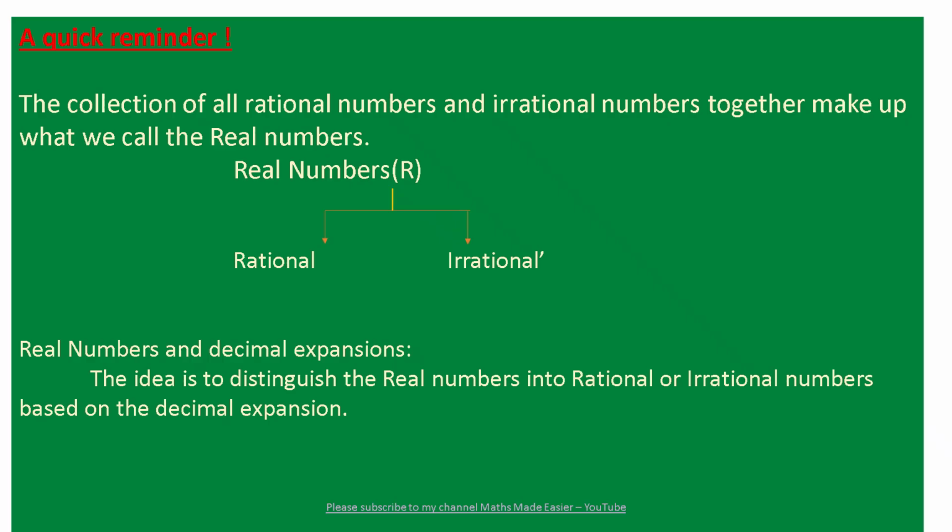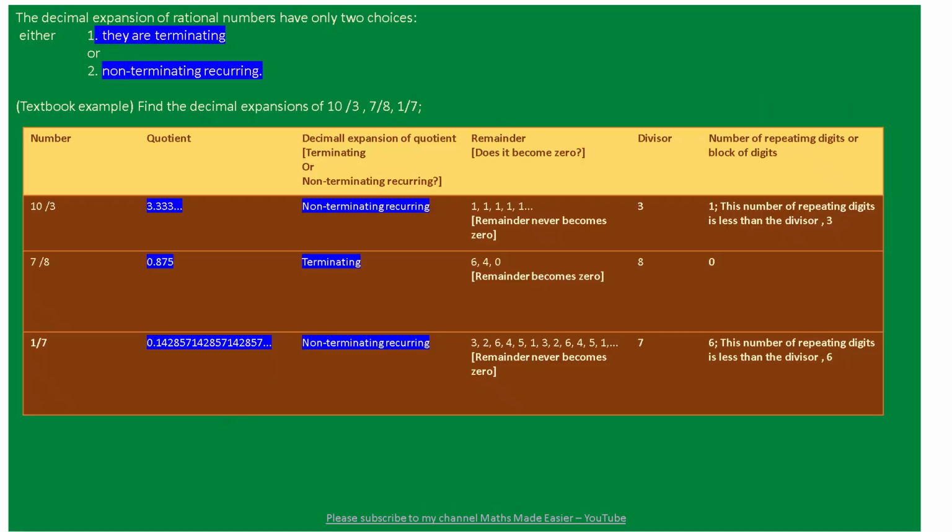Under the number system, the collection of all the rational numbers and irrational numbers together is what we call the real numbers. The real numbers contain both the rational and irrational numbers. If you look into the decimal expansion of the rational numbers, they have only two choices. Either they could be terminating, or if they are non-terminating, then they are recurring. In case it is non-terminating and non-recurring, it is called an irrational number.